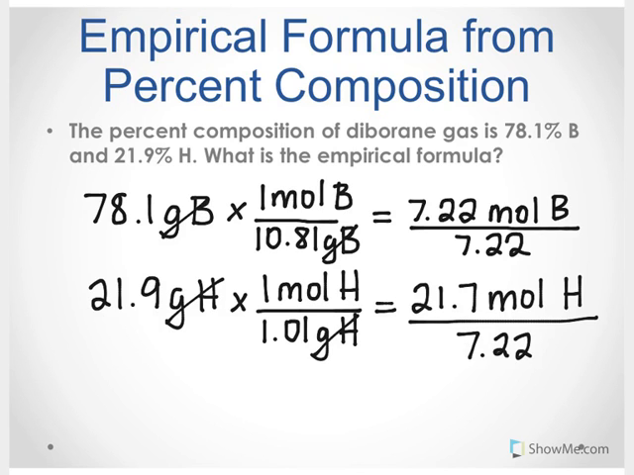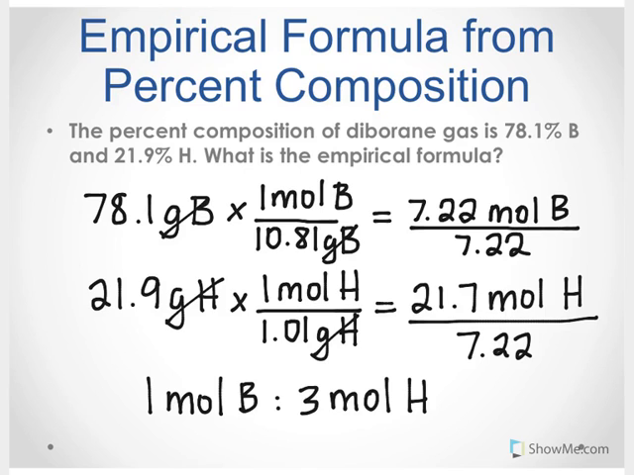Now, of course, when you take 7.22 and divide by 7.22, you get 1. And so we have 1 mole of boron. And I'm going to do the same thing for hydrogen, 21.7, and divide by 7.22. And when you plug this in your calculator, you're going to get an answer of about 3.01. But 3.01 is close enough to 3 that we can assume that it's just 3. So we're going to say for 1 mole of boron, there are 3 moles of hydrogen. Now, this is the simplest whole number ratio for boron and hydrogen for this compound.